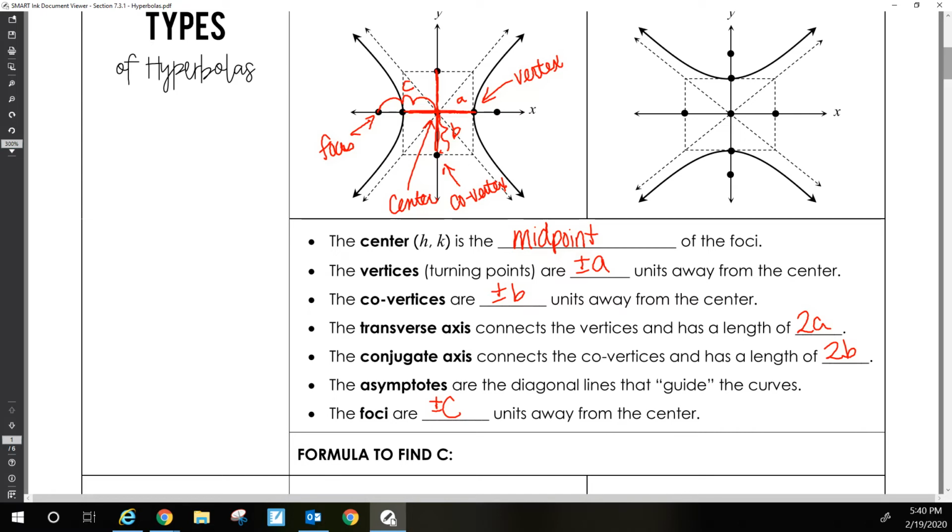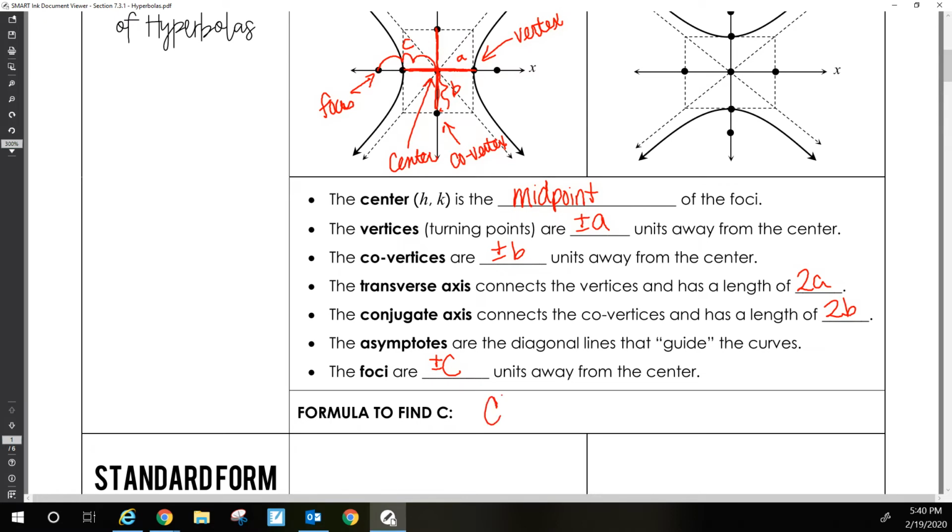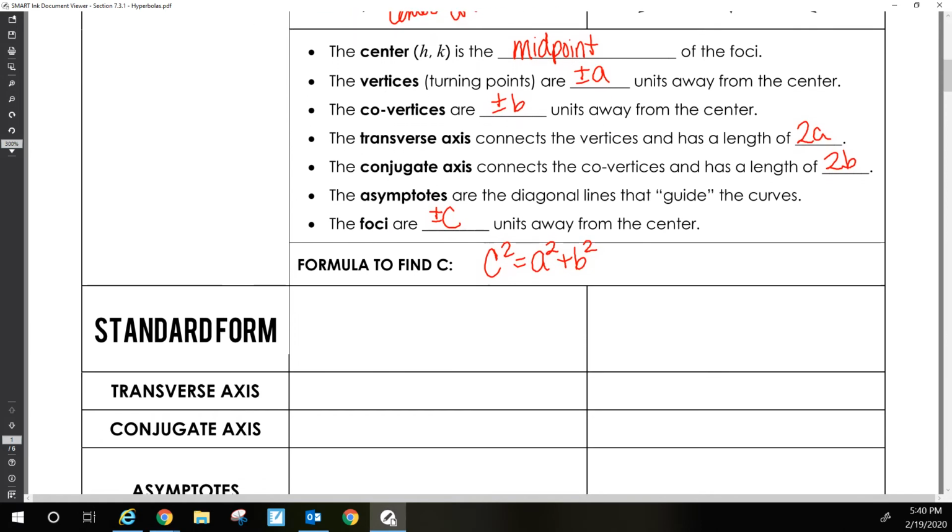This time our formula to find c, though, is going to be c squared equals a squared plus b squared. So what's going to be tricky is you're going to take a conic section test, and you've got to remember: all right, I've got a hyperbola, so this one is a squared plus b squared. Or I'm working with an ellipse, so this one is a squared minus b squared. So that's what's going to be challenging when we put this stuff all together.